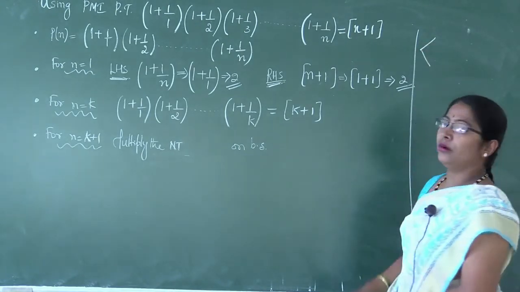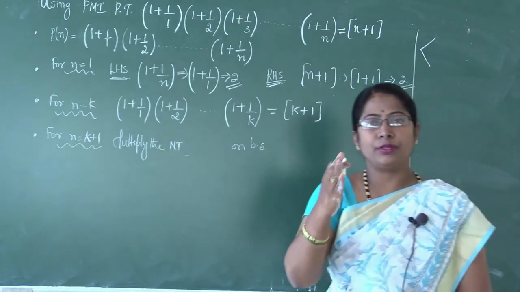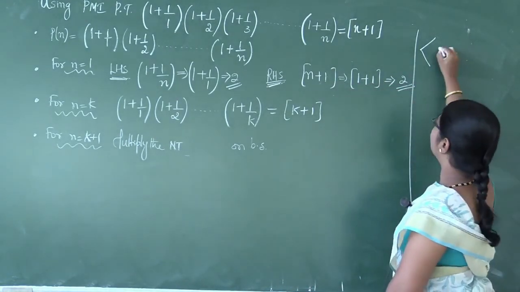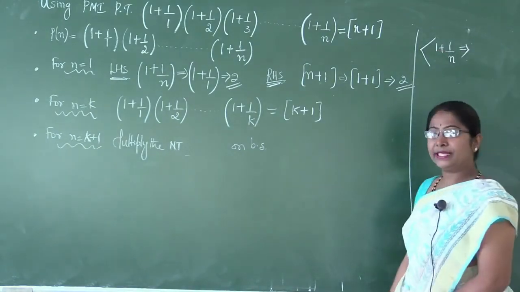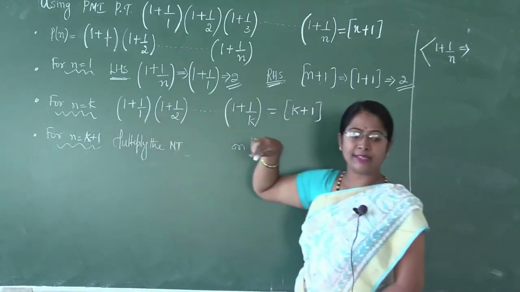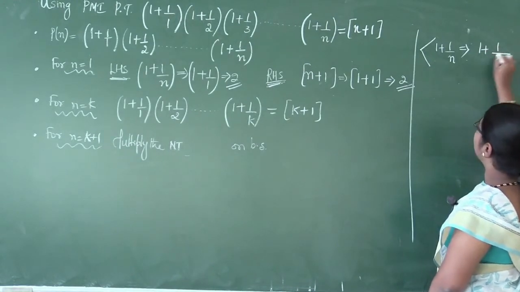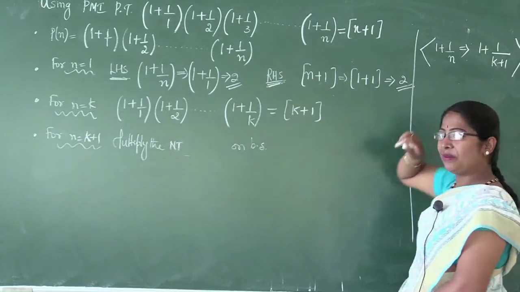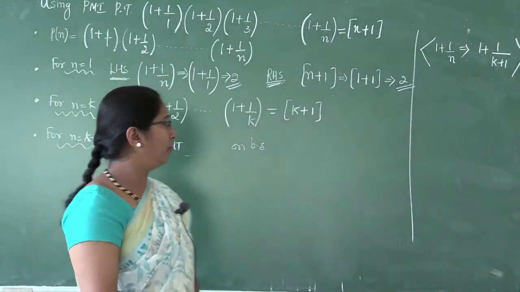Now, to find the next term, what are we supposed to do? We are supposed to consider the nth term of the LHS. What is the nth term of the LHS? 1 plus 1 by n is the nth term. In place of n, what are we supposed to write here? K plus 1. So, what does the given problem become now? 1 plus 1 divided by, in place of n, what do I have? K plus 1.